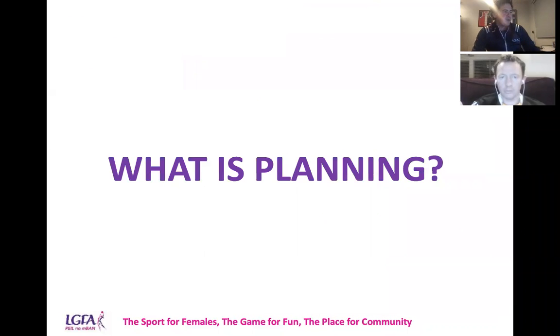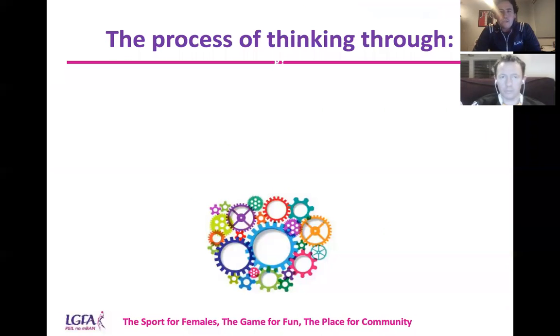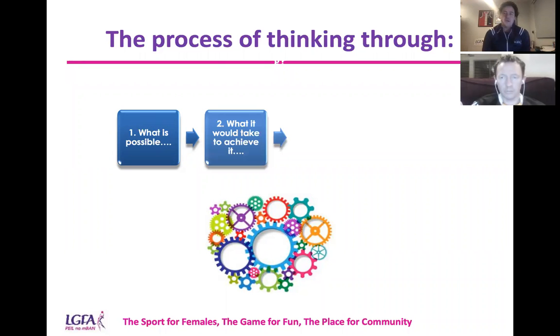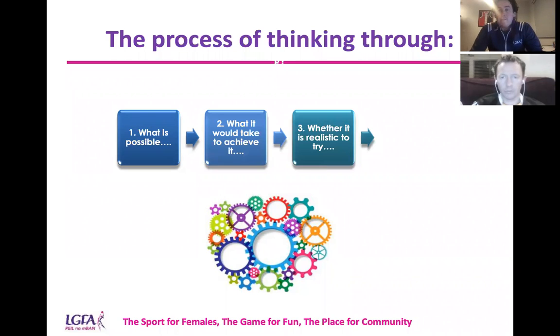So first things first, what exactly is planning? Planning is the process of thinking through what is possible. So what's possible for you, and that means different things for different clubs, whether you're urban, rural, whether you have a big playing population, a lot of members, or not a lot of members. So it's really what is possible for you. What would it take to achieve it? So what do you actually have to do? Whether it's realistic to try, and personally I think it's always realistic to try, but maybe that just means, is it feasible for your context and your club? And if all those things are true, what action do you need to take to make it happen?